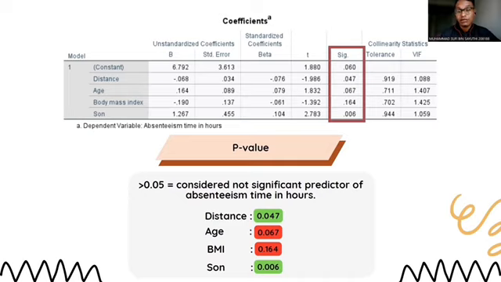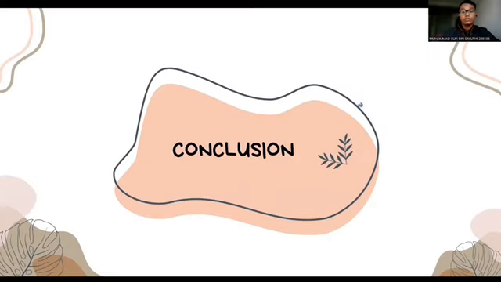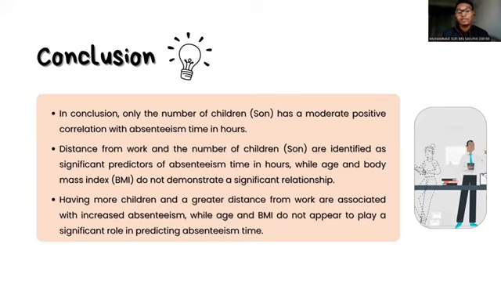And lastly is son, or number of children. The p-value is 0.006. It is less than 0.05. So it is a significant predictor of absenteeism time in hours. So to conclude, this analysis reveals that among the variables examined, the number of children, or the son, has a moderate positive correlation with absenteeism time in hours, indicating that individuals with more children tend to have a higher absenteeism according to the correlation analysis.